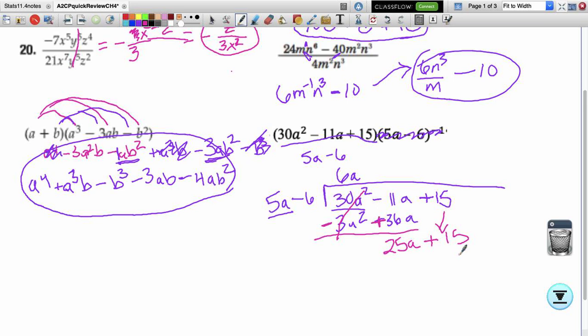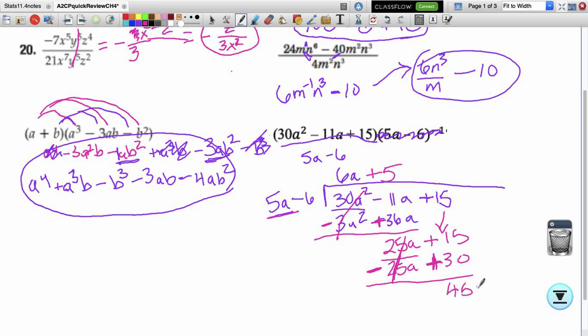At this point now, I'm going to continue. I'm going to see how I can make 5a look like 25a, and I do that by timesing it by just a positive 5. It already has a to the first. So I'm going to distribute this to both pieces: 25a, and then 5 times negative 6 is negative 30. I'm going to intentionally change both signs by distributing a negative. And I end up with 15 plus 30 is 45.